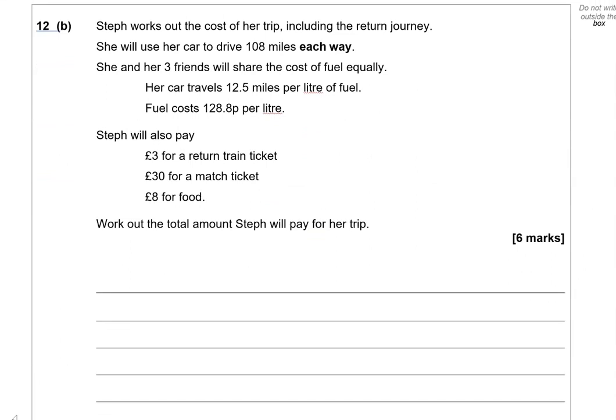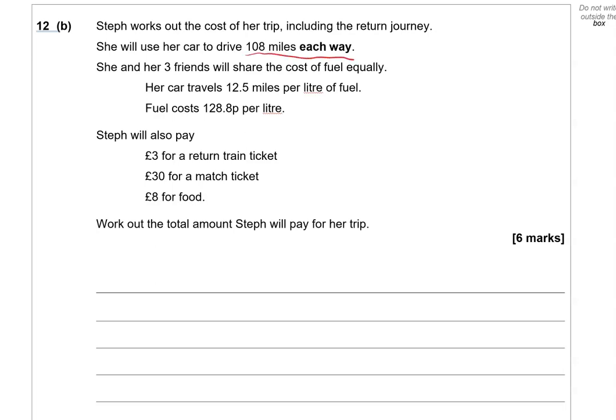Steph works out the cost of a trip, including the return journey. She will use her car to drive 108 miles each way. She and her 3 friends will share the cost of fuel equally. Her car travels 12.5 miles per litre of fuel. Fuel costs 128.8p per litre. Steph will also pay £3 for a return train ticket, £30 for a match ticket, £8 for food. Work out the total amount Steph will pay for her trip.